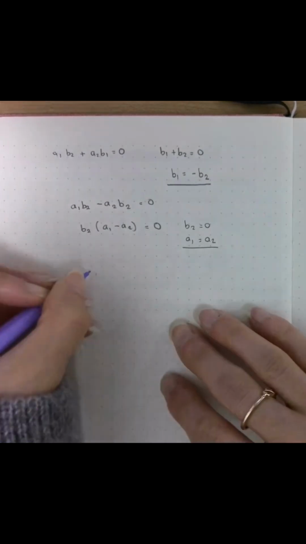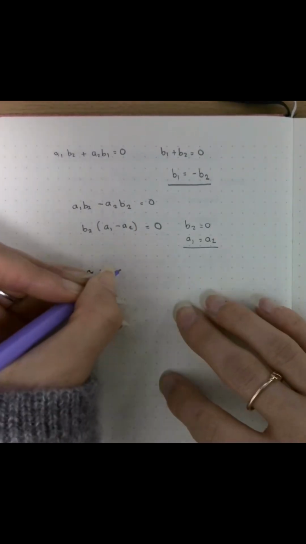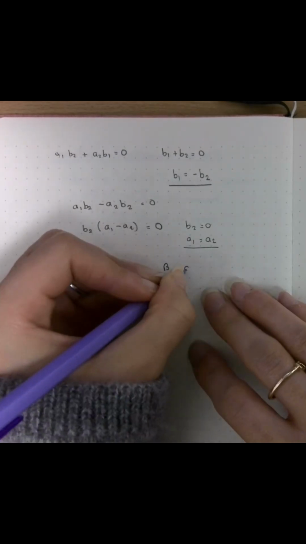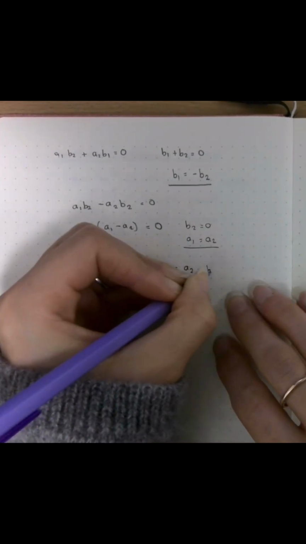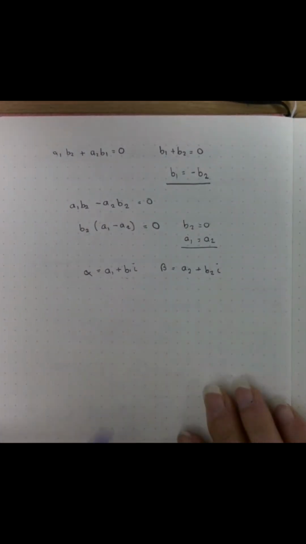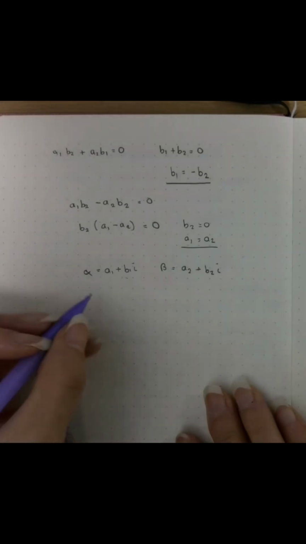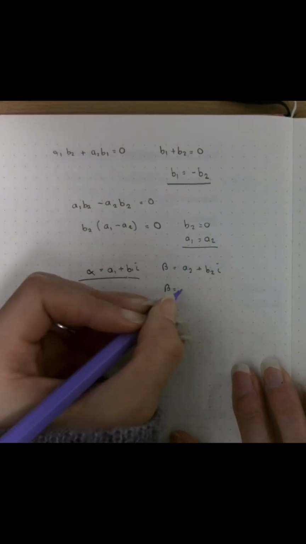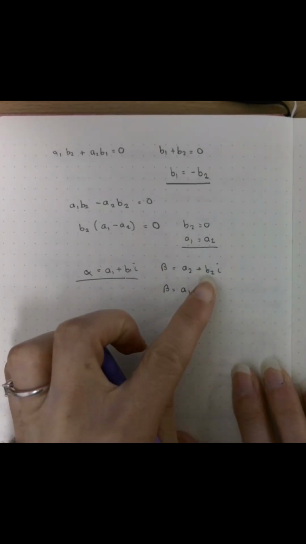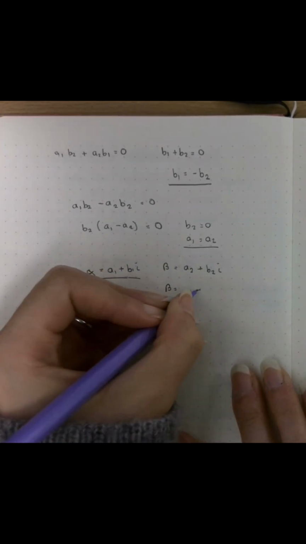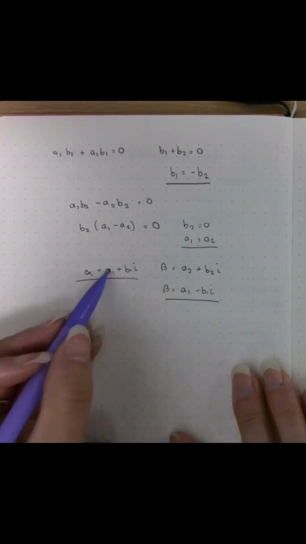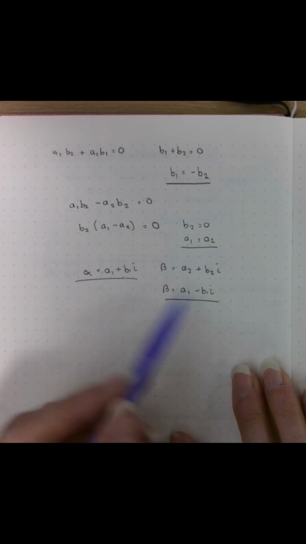And if we go back to what alpha and beta were, alpha was a1 plus b1i, and beta was a2 plus b2i. So we've already said that b1 we replace with minus b2 or vice versa, and a1 and a2 are the same. So it's going to look something like this. Alpha can stay as it is, and then for beta, we know that a2 is the same thing as a1, and b2 is the same thing as minus b1. And that proves that they are complex conjugates, because the real part is the same and the imaginary part has the same value but a different sign.